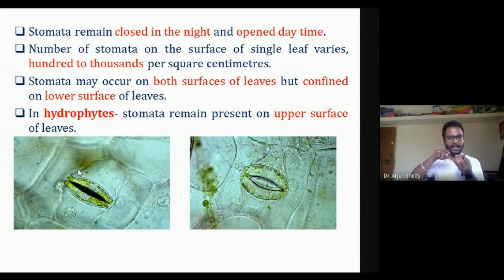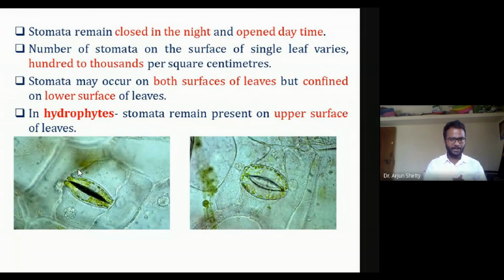So what happens in the absence of light, and in the lack or scarcity of water? The stomata will be closed. Why are they closed? To avoid the loss of water molecules, to avoid the loss through gaseous exchange, to avoid the loss of moisture. So generally they are regarded as closed in the night and open in the daytime.